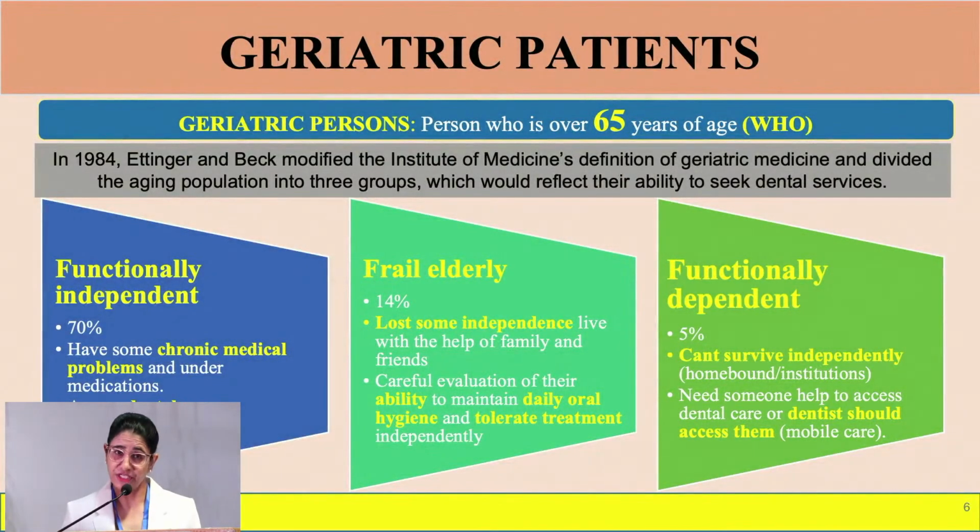Young old are generally observed to be functionally independent, and they make up the major portion of the geriatric population. Whereas the old are the frail elderly. They may be independent, but they may require some assistance. Whereas the oldest old are definitely functionally dependent, though they form a very minor proportion of the geriatric population.